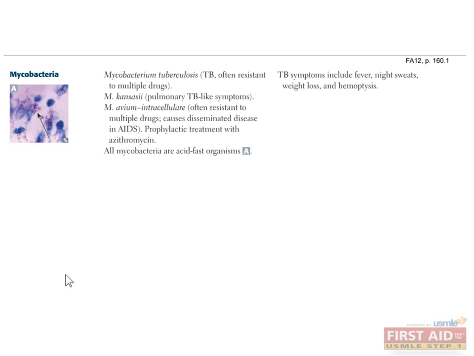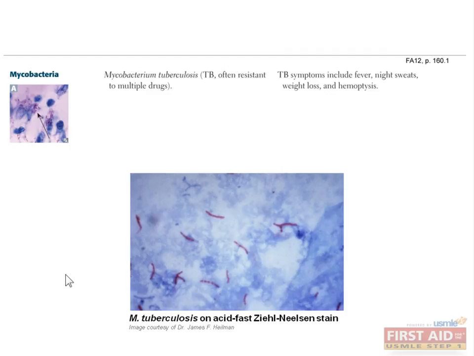Mycobacterium tuberculosis is the most important of the mycobacteria species that you should know. It is a small, non-motile, aerobic rod with a complex cell wall composed of lipids called mycolic acids. The mycolic acid cell wall is responsible for the ability to use acid-fast staining to identify M. tuberculosis. M. tuberculosis will appear red because it resists decolorization by acids during the staining process.